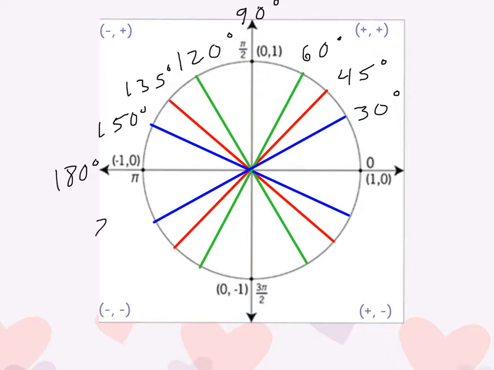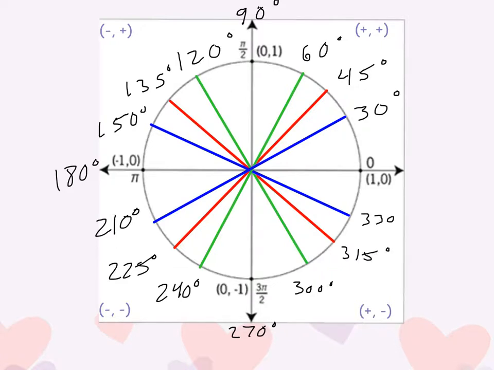Then we go 30 degrees past. That's 210. All the lines that are in blue correspond to reference angles of 30. All the ones in red have reference angles of 45. All the ones in green have reference angles of 60. There's 270. Then 300, 315, and 330.